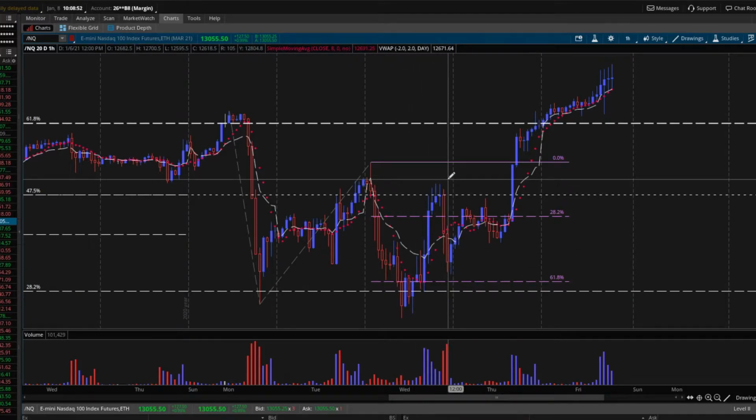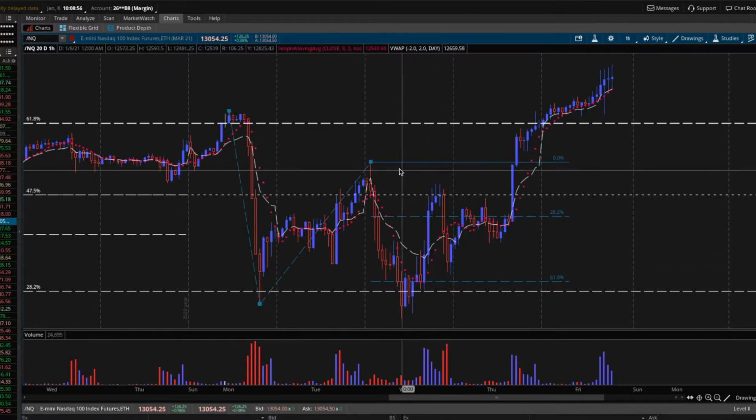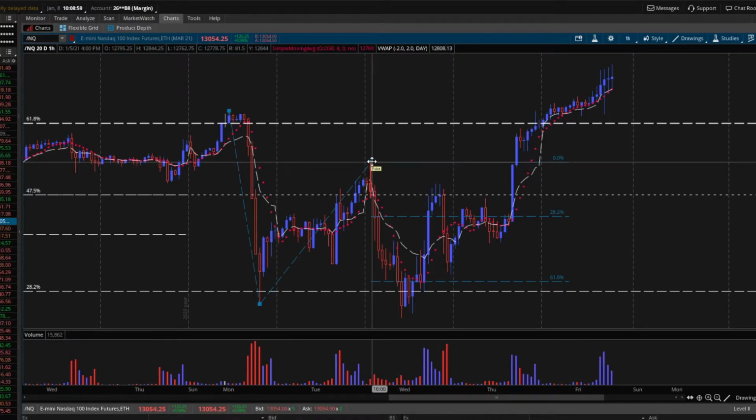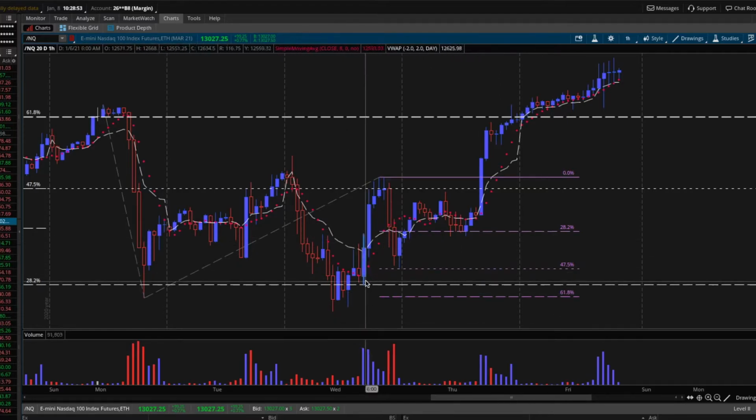Okay, so now we have another push up and another sell-off. Let's activate this drawing and pitch it off of our new quote-unquote high. Now, when we move our Fibonacci extension to this new high, we can see that we come down to the 47.5 extension, push up again, and then come down to the 28.2 extension.